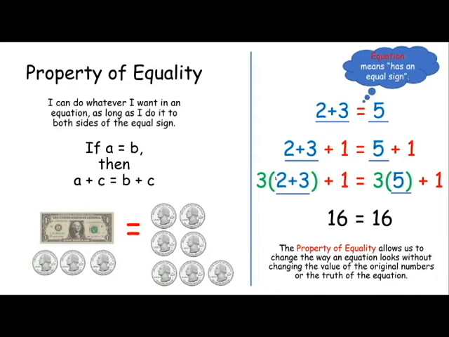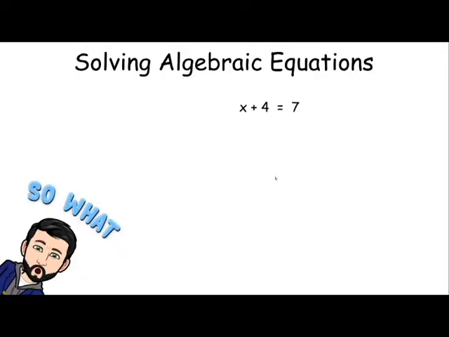Okay, property of equality. Let's put that to use. So let's take a look at this. I have an algebraic equation for you. X plus 4 equals 7. I know probably most of you can look at this and say, well, what value of x would make this true? And most of you are going to realize right away that only a 3 would make this true because 3 plus 4 equals 7.